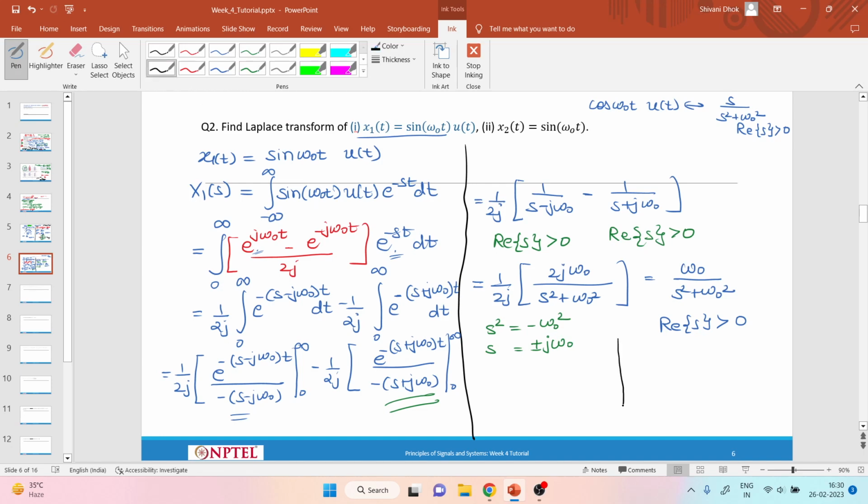And if I draw the region of convergence, it will be something like this. I have a pole at j omega naught. I have a pole here that is minus j omega naught, and my region of convergence is everything that is right of real part of s greater than 0. So this is sigma, this is j omega naught. So this is the Laplace transform of x of t equal to sine omega naught t u of t. Any questions at this point?